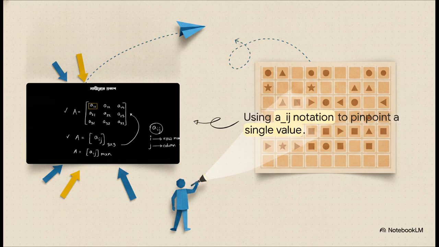But what if you want to pull one specific piece of data out of that grid? To pinpoint a specific element, we use a clever little address system, written as A with a subscript of i and j. In this system, i is the row number and j is the column number. So if I ask for element A23, I'm basically telling you to go down to the second row and look across to the third column. It's exactly like finding your assigned seat in a movie theater.